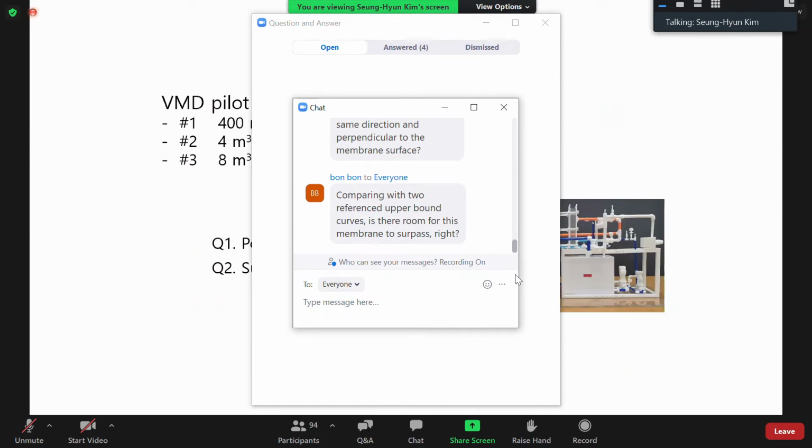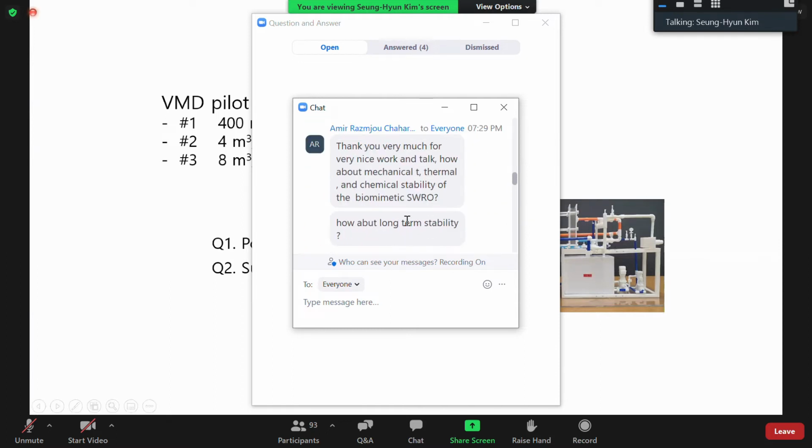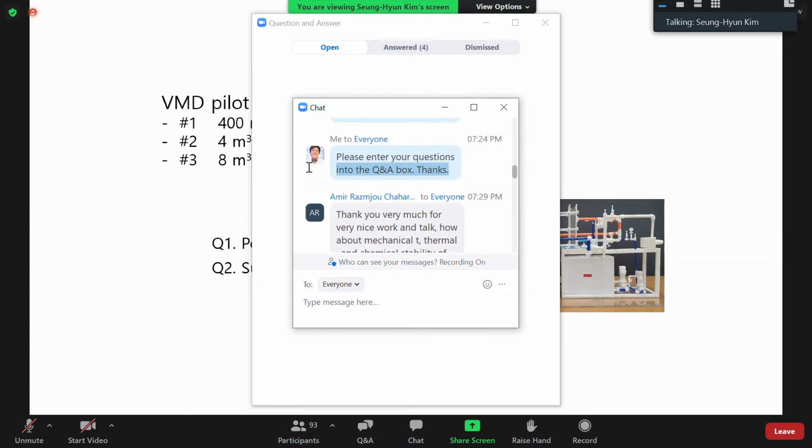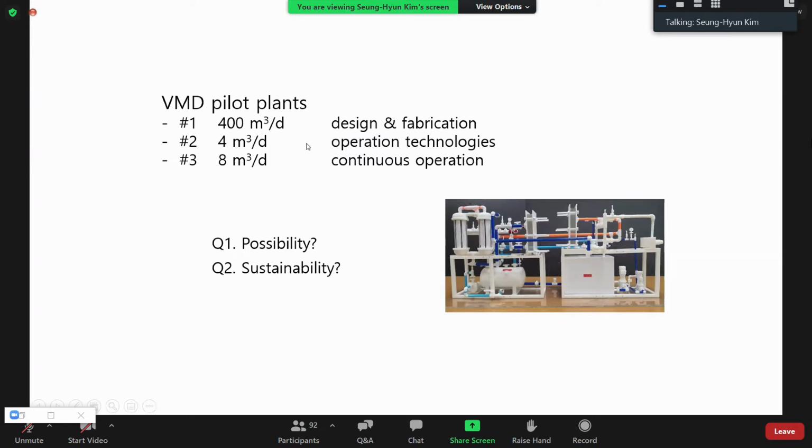So with these full commercial modules, we developed VMD pilot plants. Actually, we fabricated 3 plants. Plant number 1 has a capacity of 400 tons per day. It's a big one. We fabricated this one in project phase 1, GMVP. Pilot plants number 2 and number 3 are smaller ones, fabricated in project phase 2, MD plus. One is mainly for long and secured operation technology, and the other is going to be used for continuous operations.